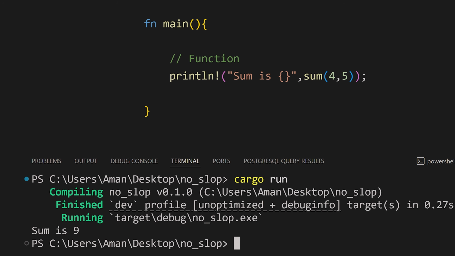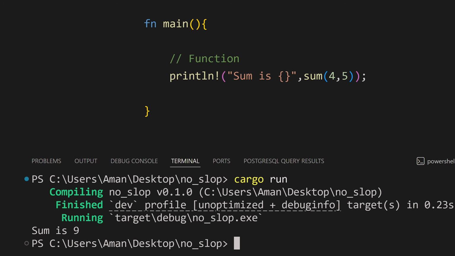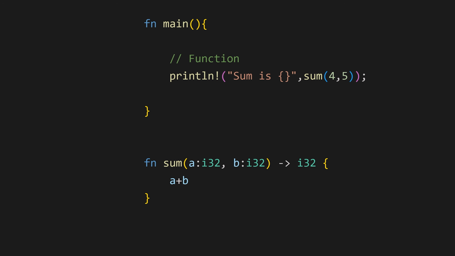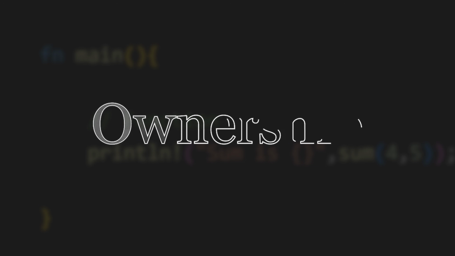This works because sum is an expression. In fact, we don't even need the sum variable. Since a plus b is already an expression, we can simply write a plus b and Rust will return the result automatically. Okay, now let's look at Rust's most unique feature, ownership.